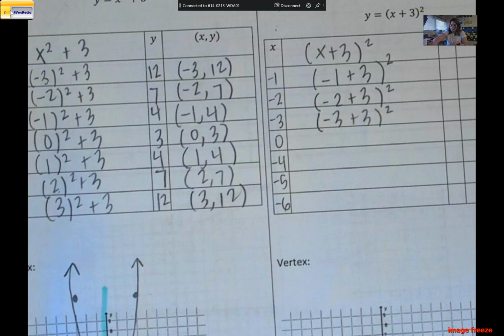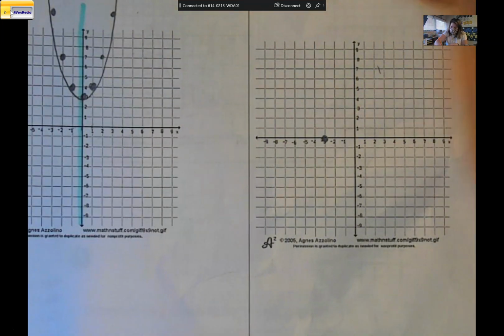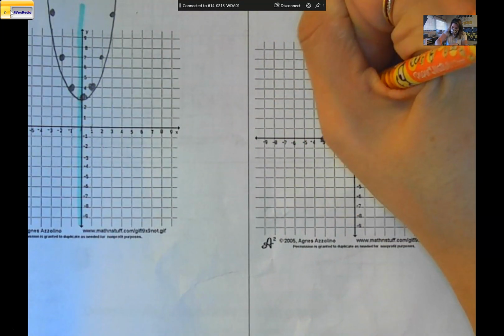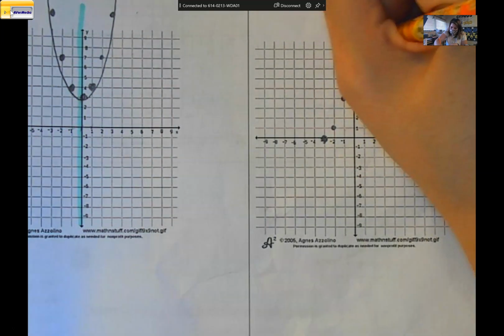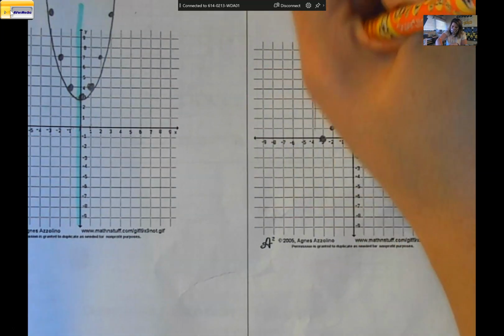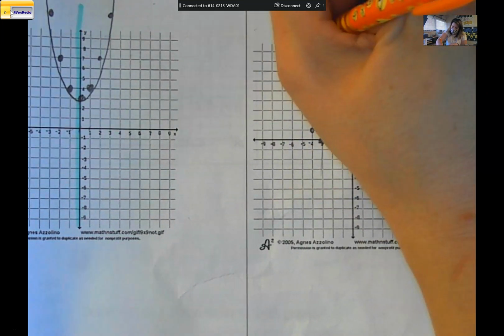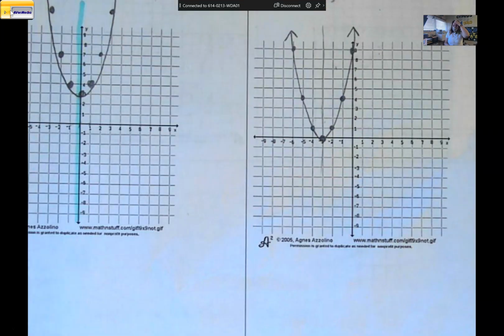Okay, so we should have another parabola with the vertex at -3, 0. Is that where your vertex is? Then you have -2 and 1, -1 and 4, and then 0 and 9. Then those are in the same position on the other side, and those coordinates match up. So we have this one, this one, this one. We draw our parabola, and he looks very similar.